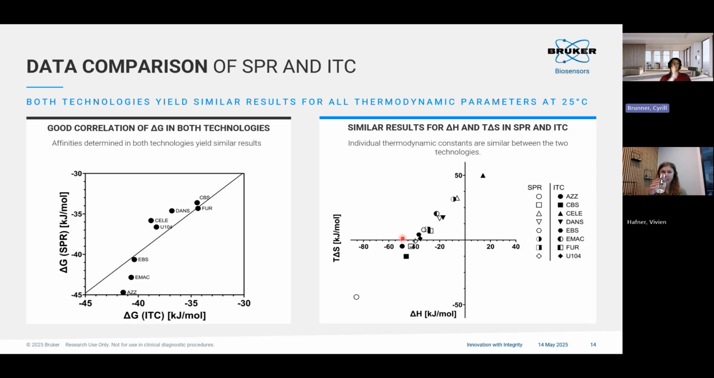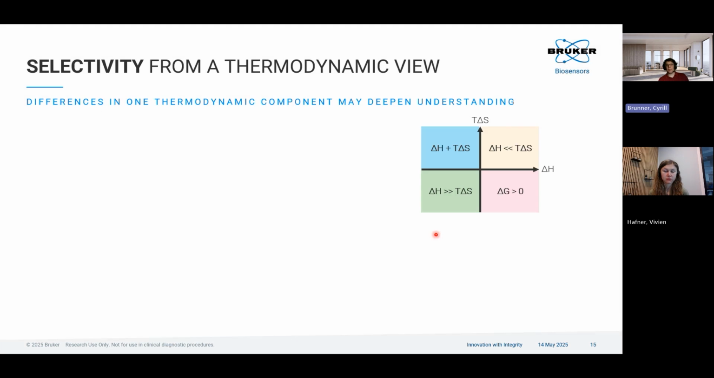When we look now at delta H and delta S, so the enthalpic and entropic energies, then we also see that the two technologies align very well. Small differences once in a while, but in certain cases, they are almost spot on identical between the two technologies. So we can really go on and say, okay, with SPR, we determine the same values as we would with ITC in that case.